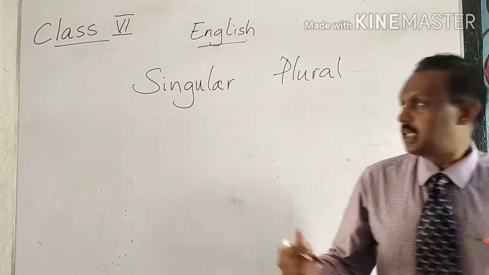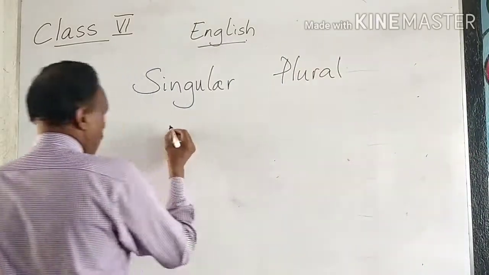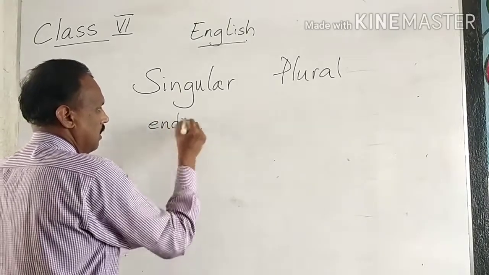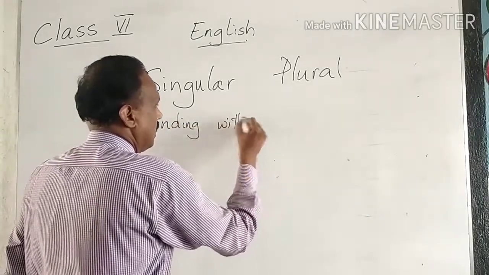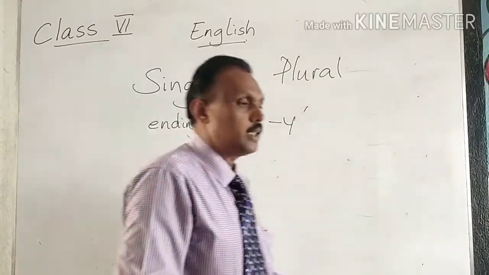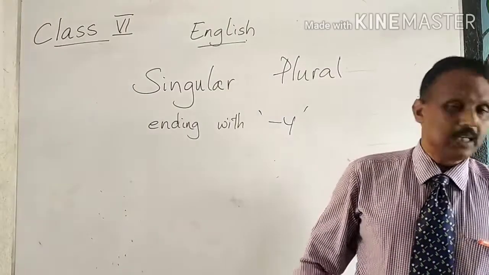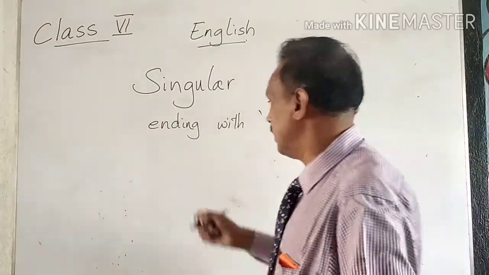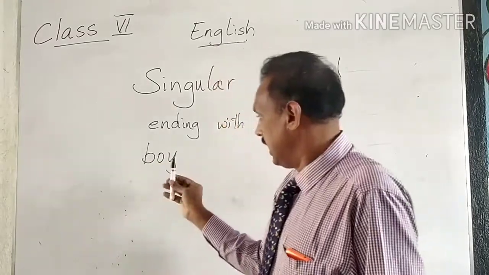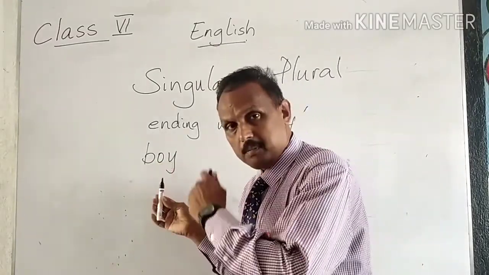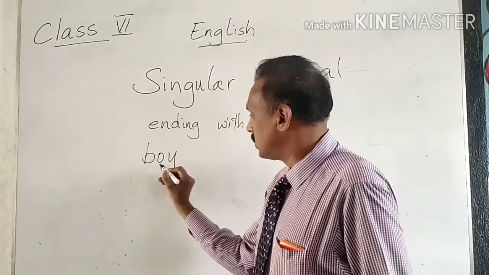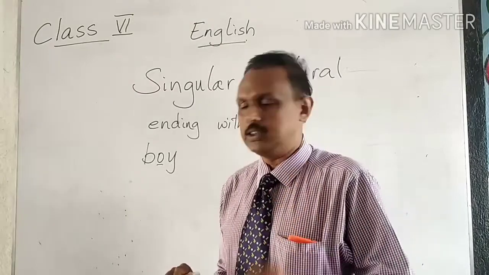Now we will see something like ending with y. So when it ends with y, there are two rules. The letter preceding, that means the letter which comes before this one. So for example, I am again writing that boy here. It ends with y. The letter preceding means a letter which comes before y. We have to see whether it is a vowel or a consonant.